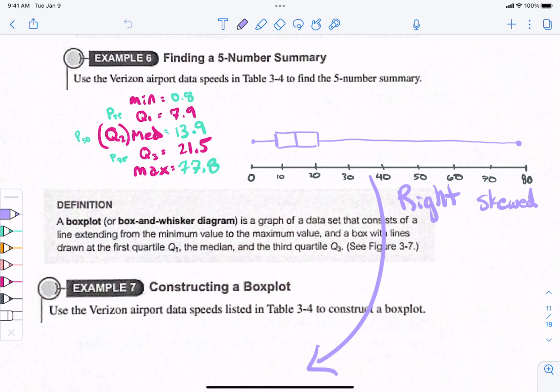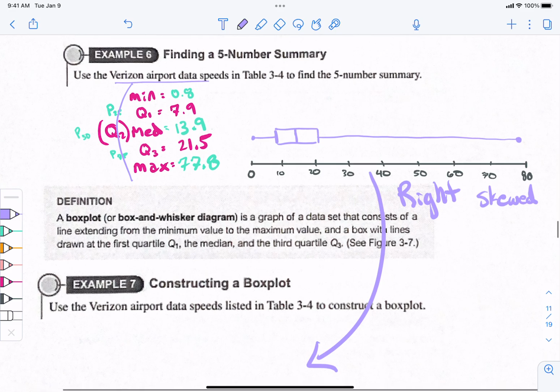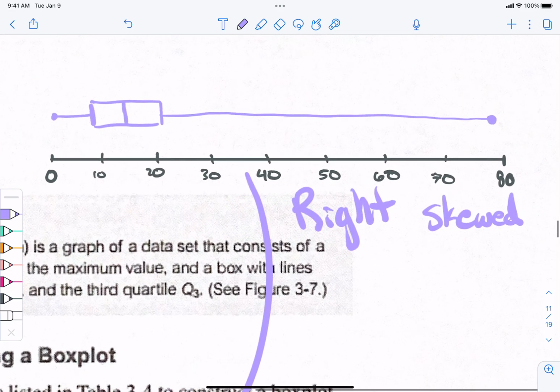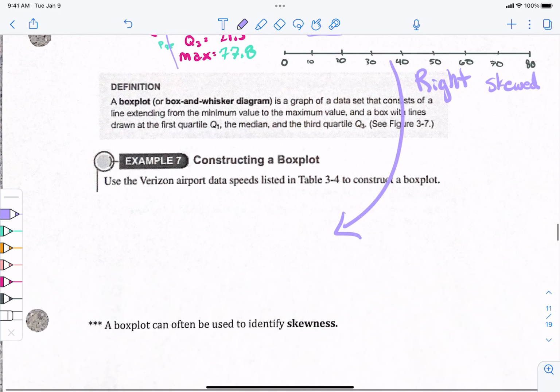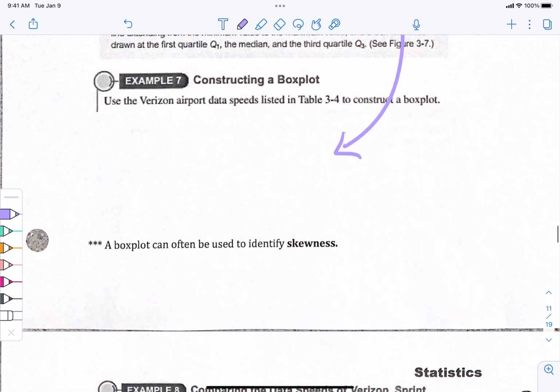On yesterday, we made a box and whisker plot for the Verizon Airport data speeds, and it has to do with the 5-number summary, which are these guys. So the minimum, the maximum, we draw a number line. We found that this is right skewed. On the backside, I put my box and whisker plot up there. It should have gone down in example 7, whatever. We found that it is right skewed.